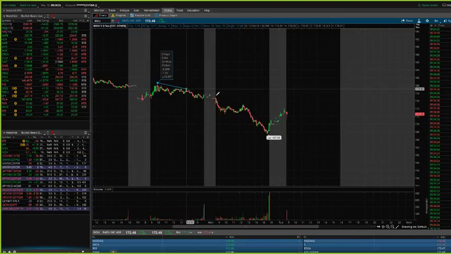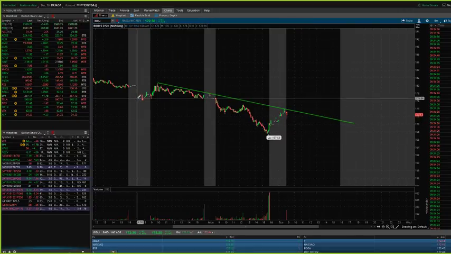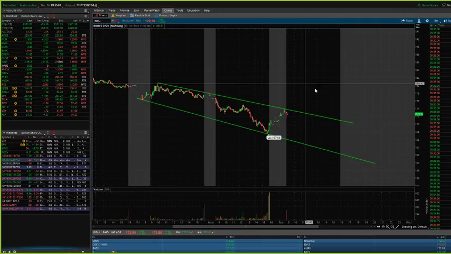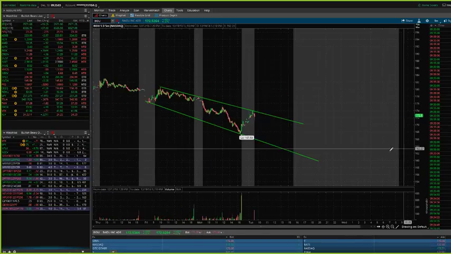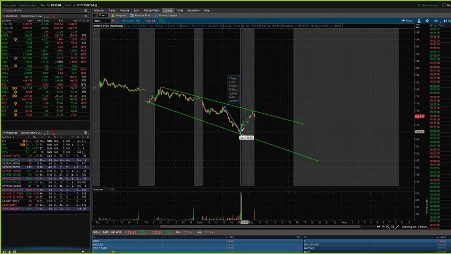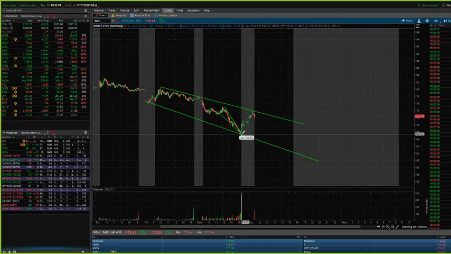Looking at this, we have what is actually called a megaphone pattern. It kind of looks like an inverse wedge, but it's a bearish megaphone pattern. This is likely to trade inside this. Right here you could see a very tight falling wedge.